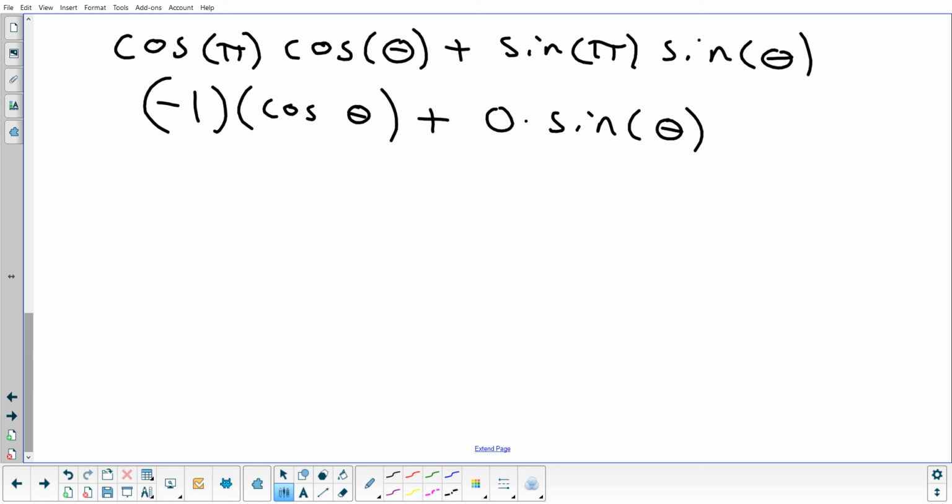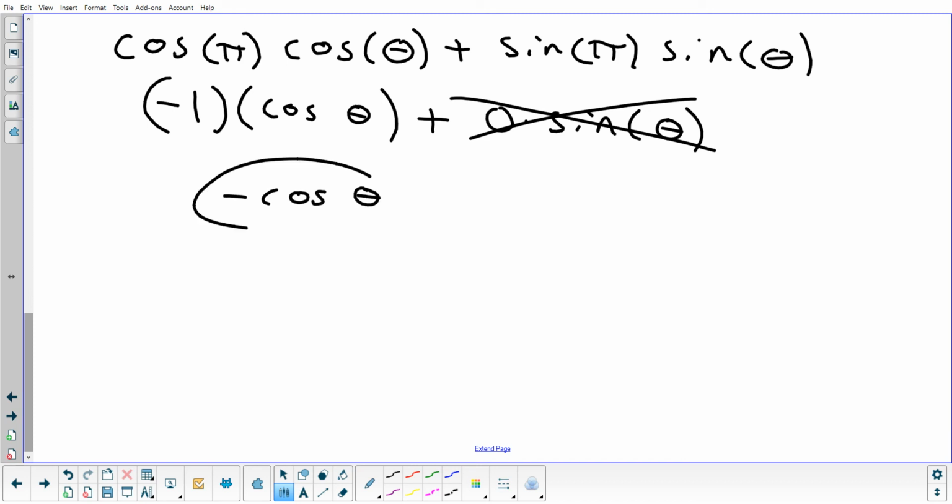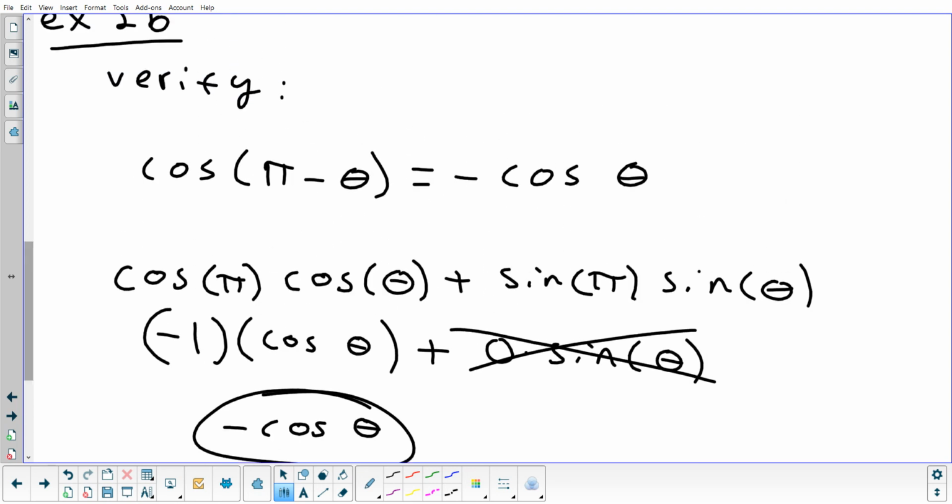And what's going to happen at that step? You're going to get negative cosine of theta plus 0. This is just plus 0, so we don't need that. And this is negative 1 times cosine, which is negative cosine. Now we scroll back up and we see, is that what they said we should get? Yes, it is. Okay, any questions on that?